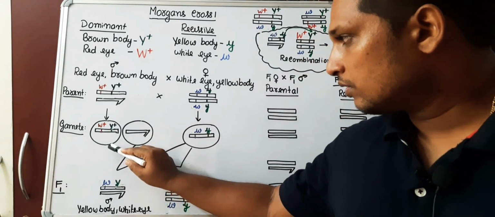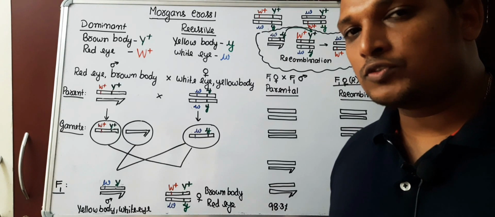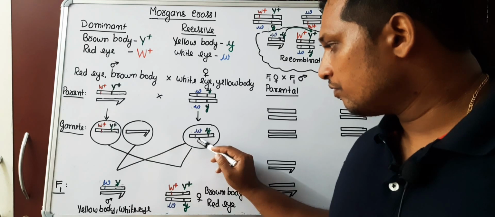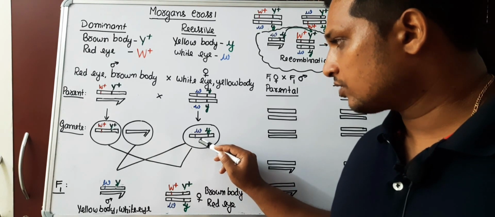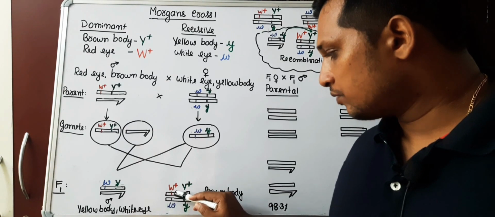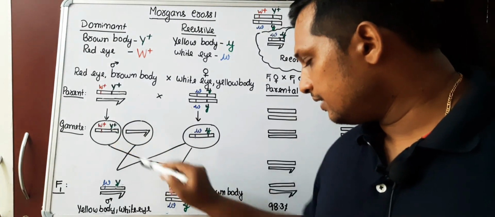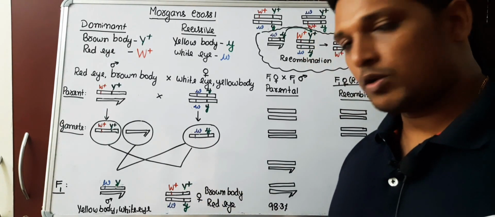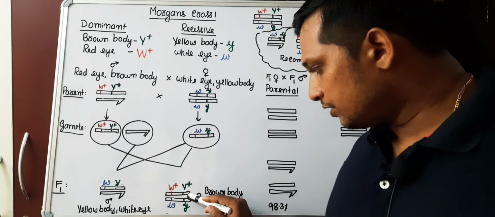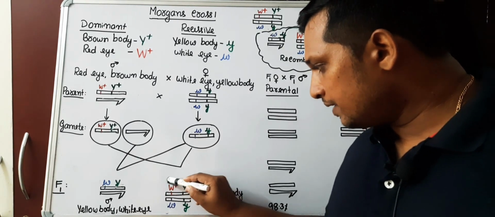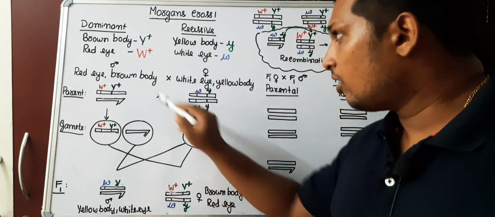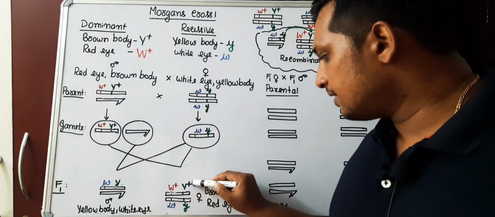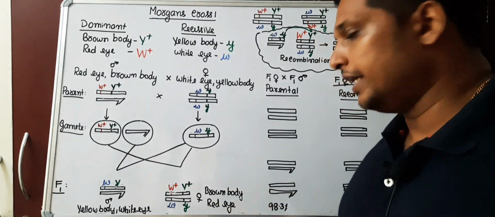Now the gametes fuse, there will be fertilization. The male gamete carrying the X chromosome fertilizes the female gamete carrying the X chromosome. Then two X will come, a female will be formed. Write the genes w plus, y plus, here small w, small y, small w, small y. So what is that female? Since it is a 2 X chromosome female, the dominant gene w plus is there, so it is red eyed. Y plus is there, so it is brown bodied.